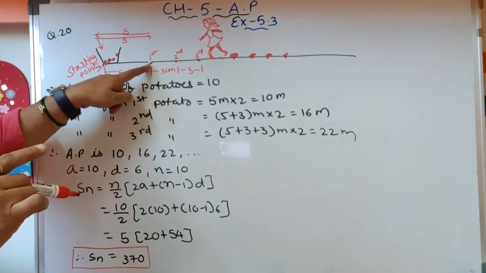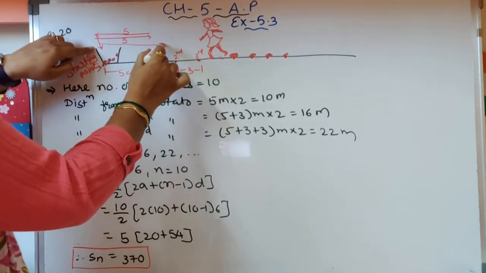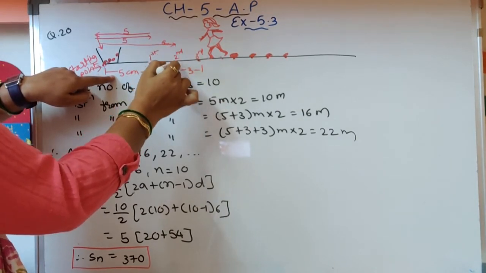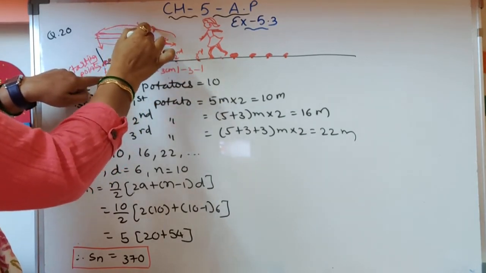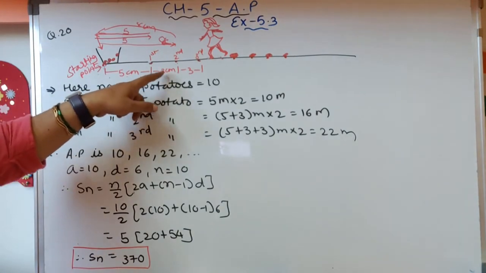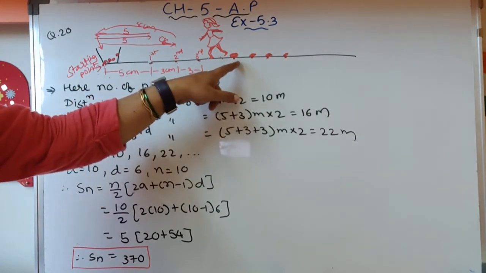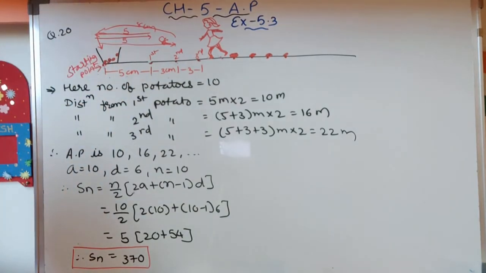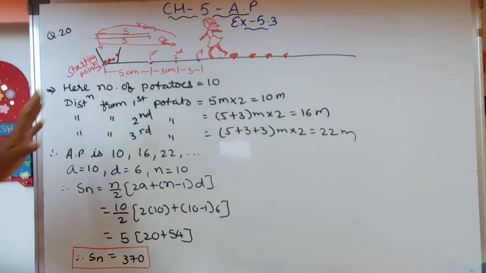Now this is for the first potato. For the second potato, again she has to go 5 plus 3, 8 centimeters, pick up the potato and come back again 8 centimeters. It means like this, there are a total of 10 potatoes. In the same manner, she has to take all 10 potatoes and drop them in the bucket. So they are asking for the total distance covered by the competitor in this race.